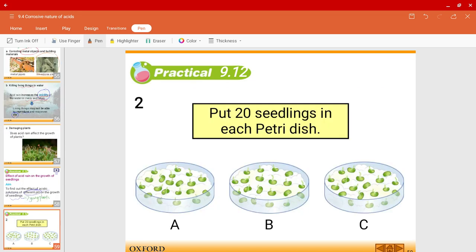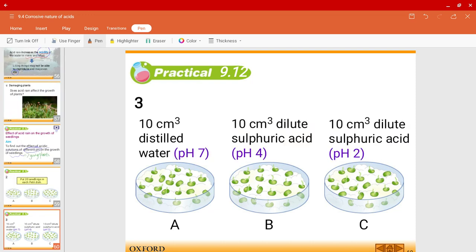So you grab 3 petri dishes, however you want to pronounce it, and put 20 seedlings in each of them. And in each, you add, the first one, pH 7 distilled water. Second one, you add pH 4 dilute sulfuric acid. And in the third one, you add again dilute sulfuric acid, but this time pH 2.